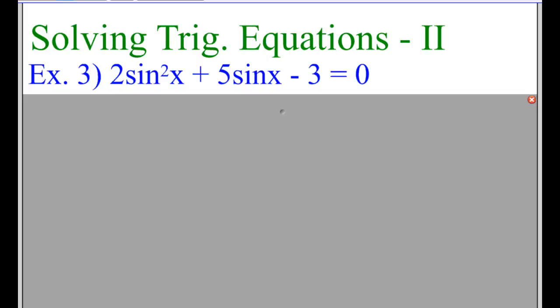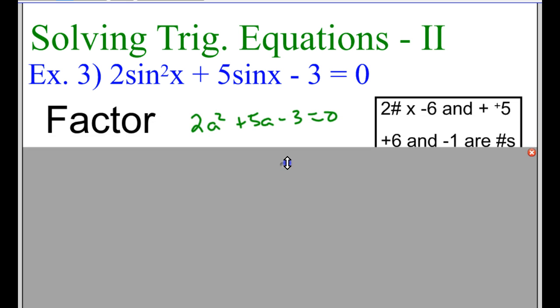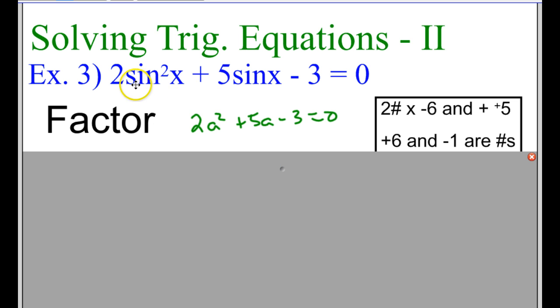Okay, so continuing with solving trig equations, this is part 2, a couple of tougher examples this time. We're looking at 2 sine squared x plus 5 sine x minus 3. We want to recognize that what we've got here is something similar to 2 times an unknown value squared plus 5 times an unknown value minus 3, so much like 2a squared plus 5a minus 3 equals 0.